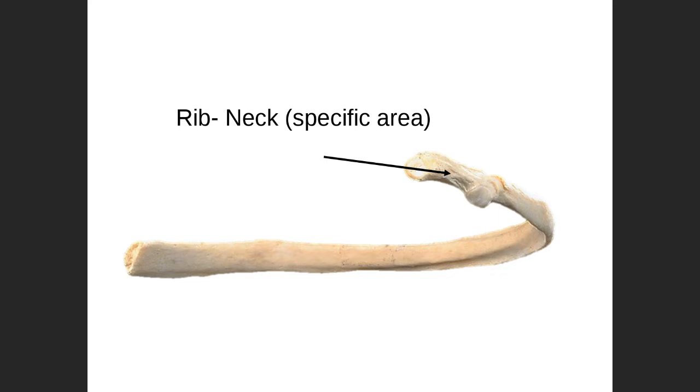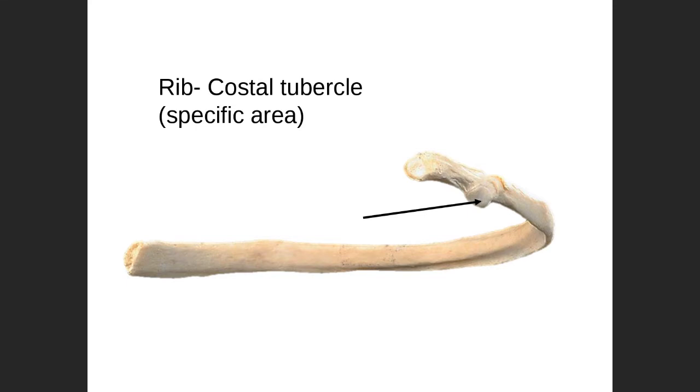All right, the neck does not articulate with anything. It doesn't touch anything. The head articulates with the vertebra, the vertebral bodies. Then this little bump here, that's the costal tubercle. That's going to articulate with the transverse process of that thoracic vertebrae. All right, good so far?